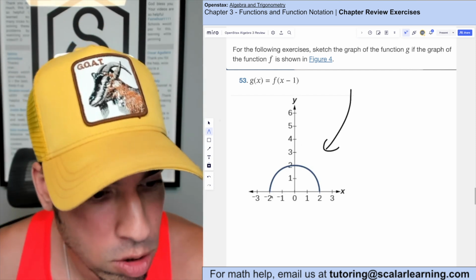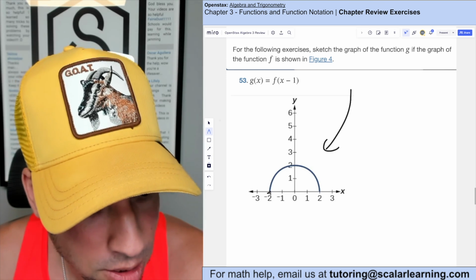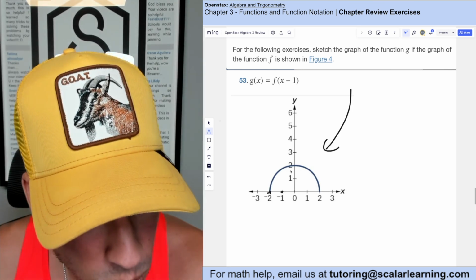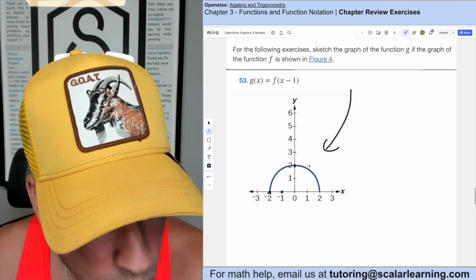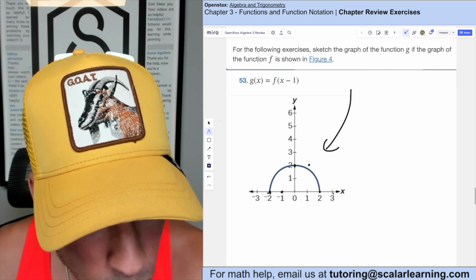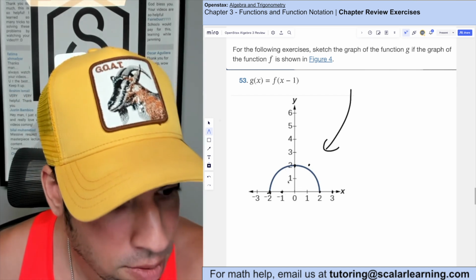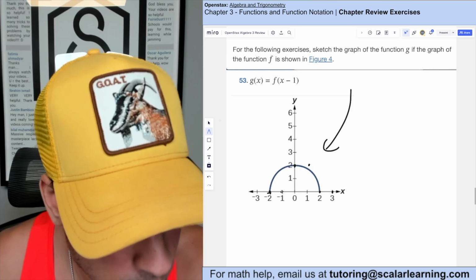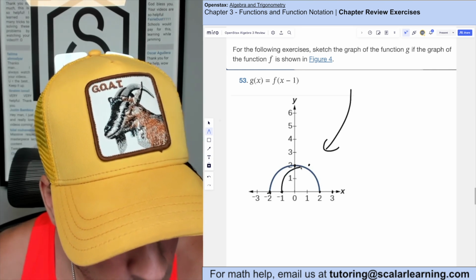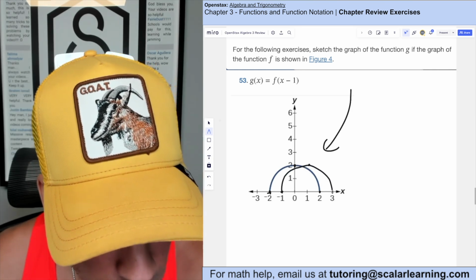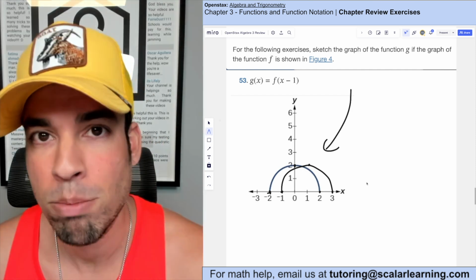So what I can do to graph this transformation is I can take each point and shift it 1 to the right. This one will go 1 to the right, and this point will go 1 to the right. So we're still going to have this nice semicircle shape. I'm going to do my best here to graph it, but it's going to look something like this. There's your transformation. Boom, done.